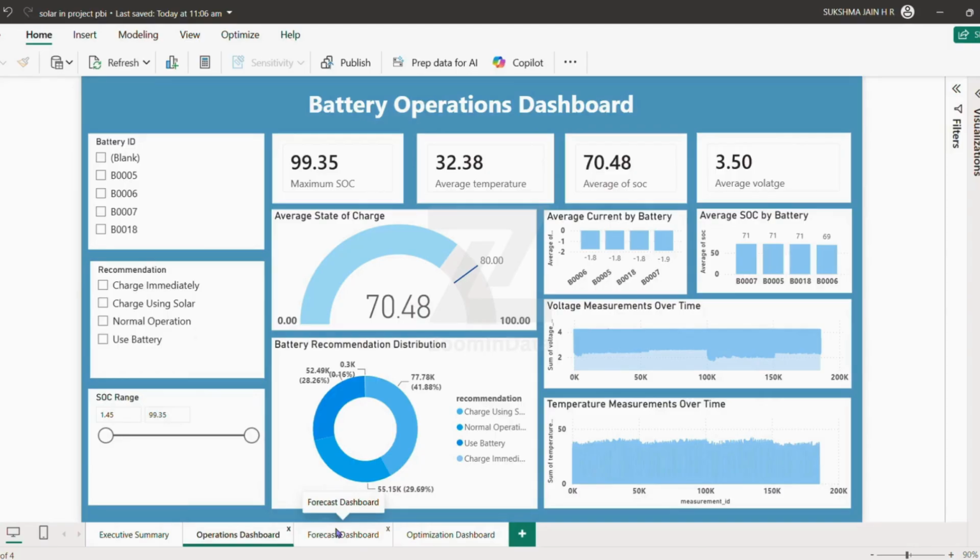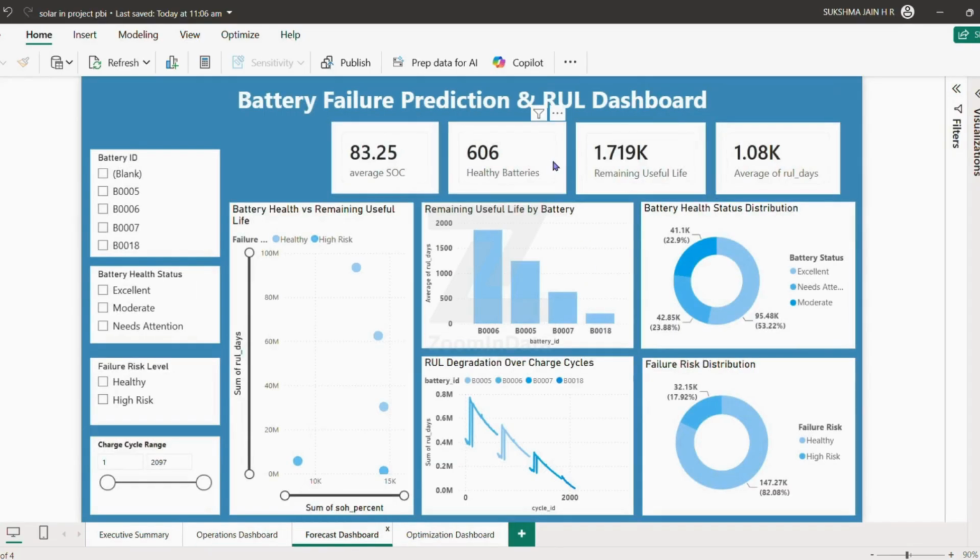Moving on to page 3 is the battery failure prediction and remaining useful life dashboard. This is the forecast dashboard. This focuses on predictive maintenance using machine learning. The dashboard displays remaining useful life prediction and battery failure analysis generated by a random forest prediction model.